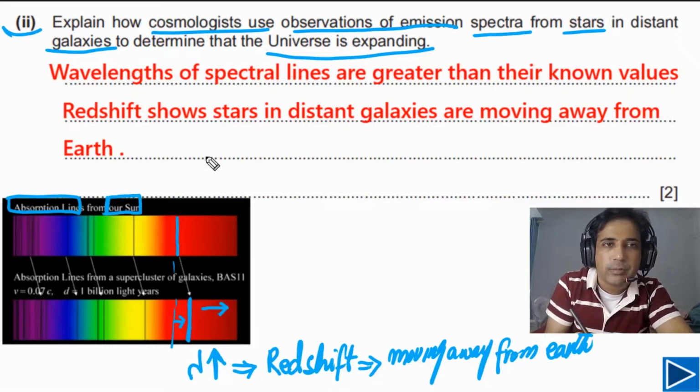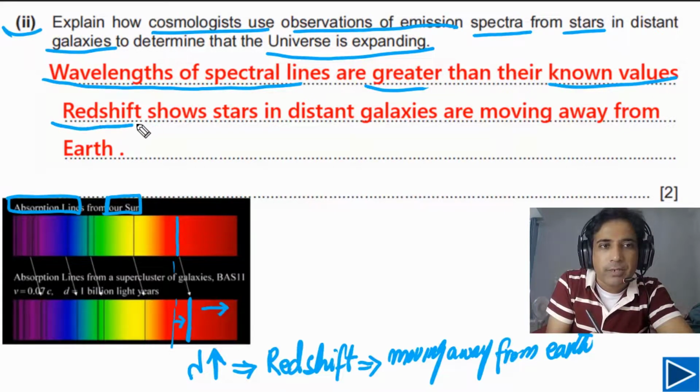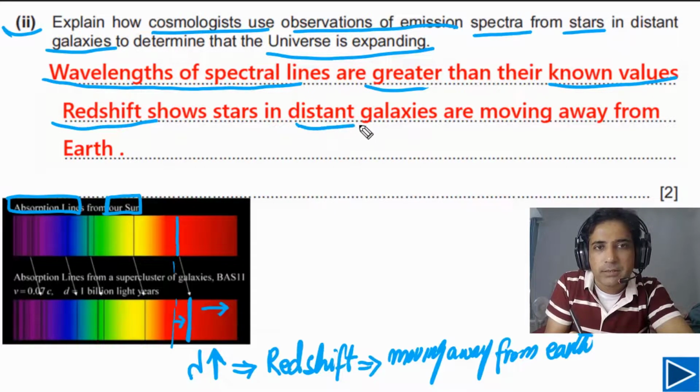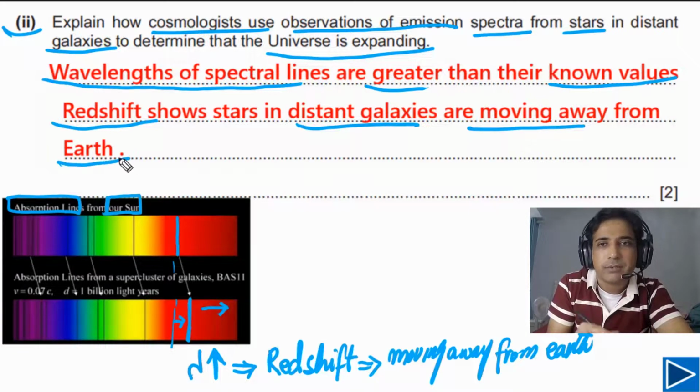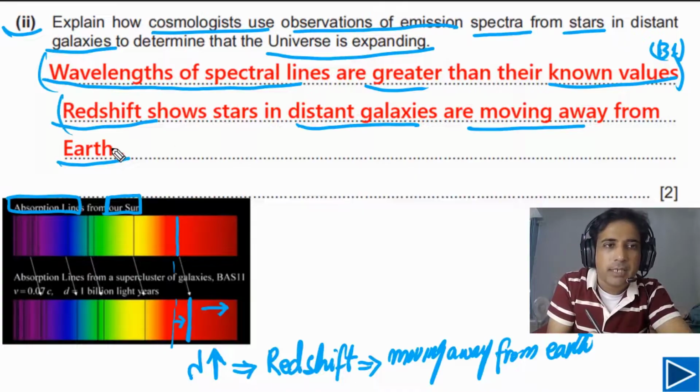This is how you can write down your answer. First thing you can mention is wavelengths of spectral lines are greater than known values. Redshift shows stars in distant galaxies are moving away from us. So this question has 2 marks. The first mark you will get if you have written the first point, and that one is a B mark. You will get 1 B mark, and the second B mark you will get for the second point.